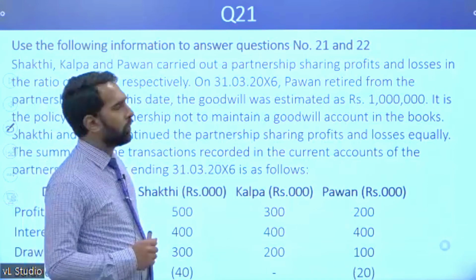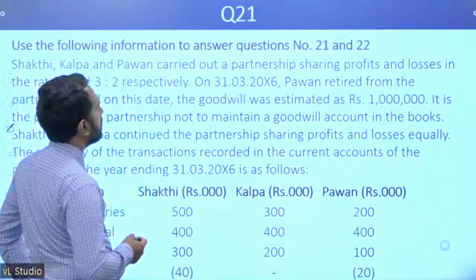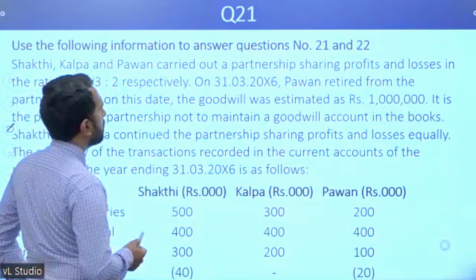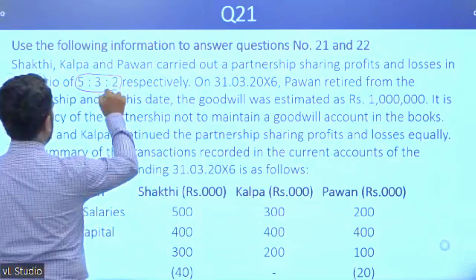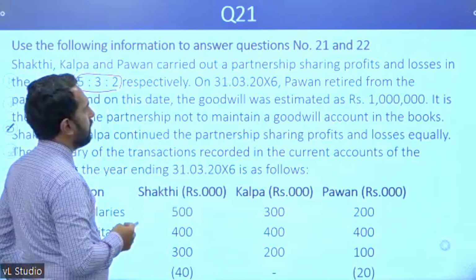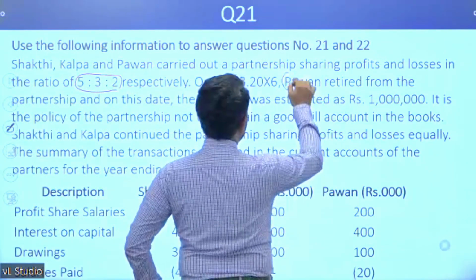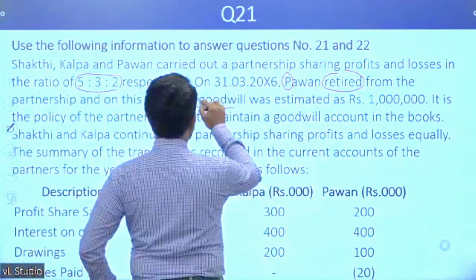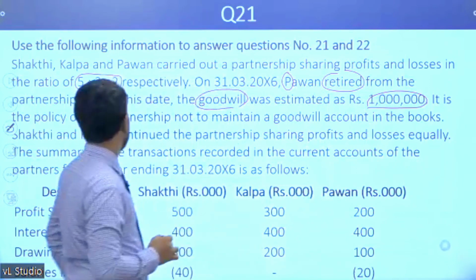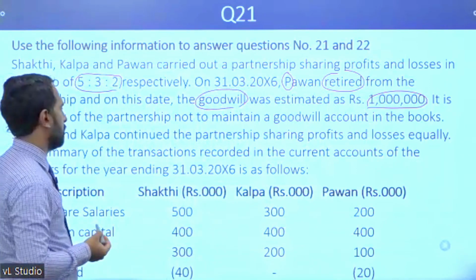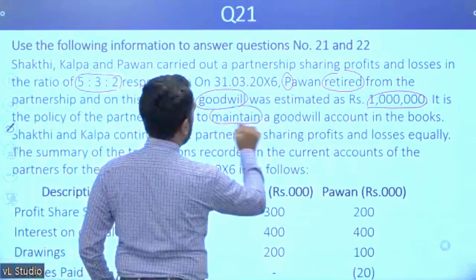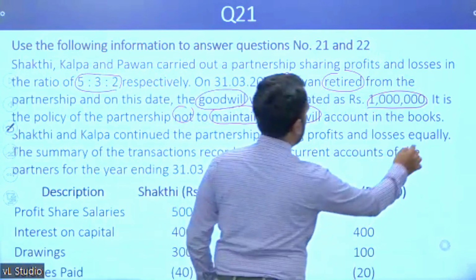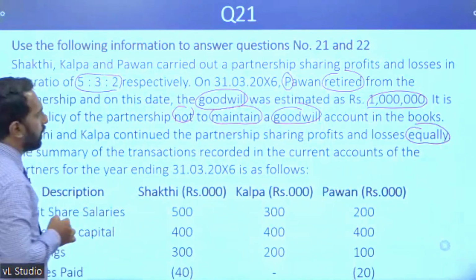So we'll read question number 21. Use the following information to answer questions number 21 and 22. Shakti, Kalpa and Pawan carried out a partnership, sharing profits and losses in the ratio of 5 to 3 to 2 respectively. On 31st of March 2016, Pawan retired. On this date, the goodwill was estimated at rupees 1 million. It is the policy of the partnership not to maintain a goodwill account in the books. Shakti and Kalpa continued the partnership, sharing the profits and losses equally.